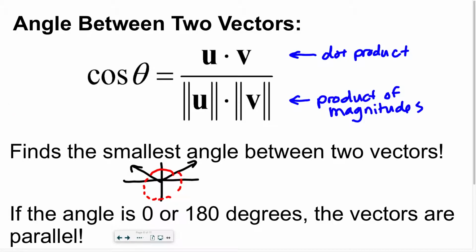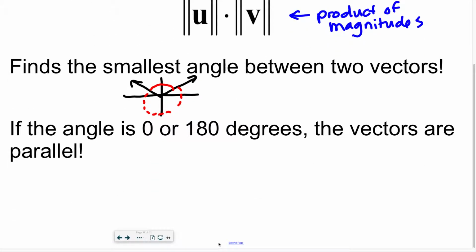And then the other thing to note is that if the angle is 0 or 180, the vectors will be parallel. If it's 0, they're going in the same direction. If it's 180, they're going in opposite directions.